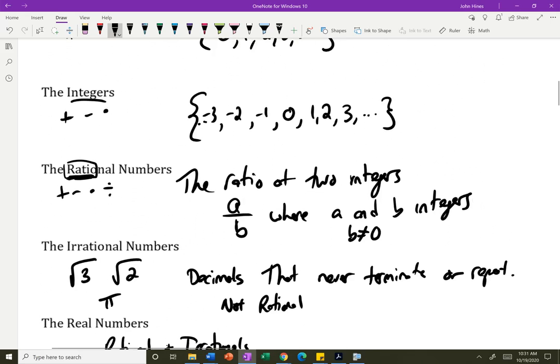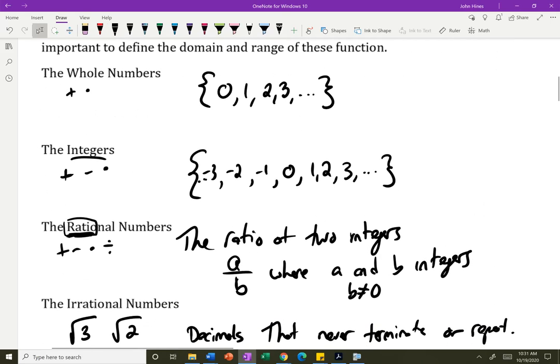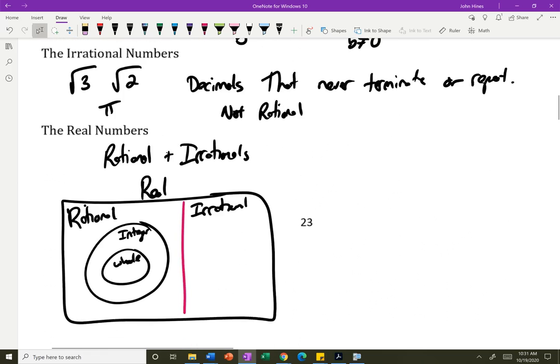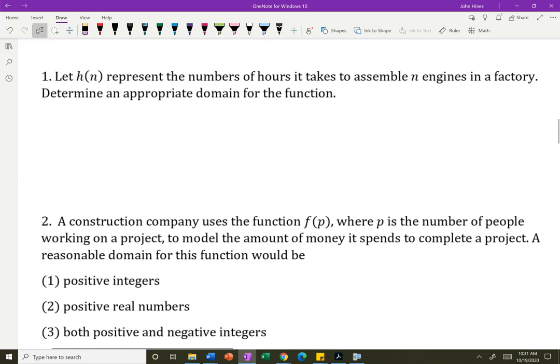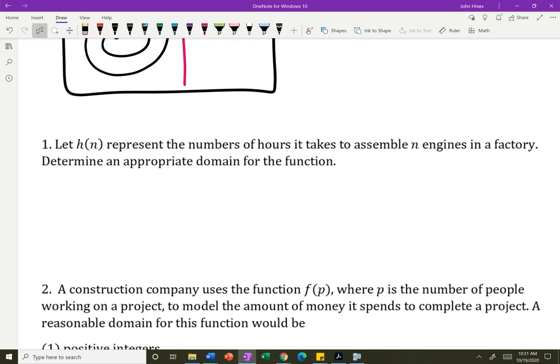So you need to know these. It's kind of vocab here. You've got to know what these words mean: whole numbers, integers, rational, and irrational. Because we encounter problems like this when we deal with a function and we want to talk about its domain.